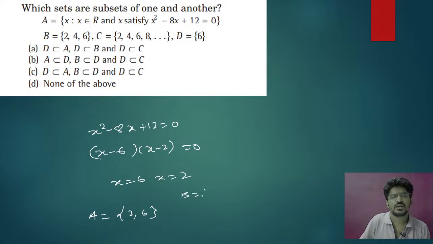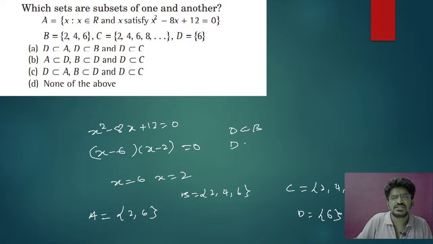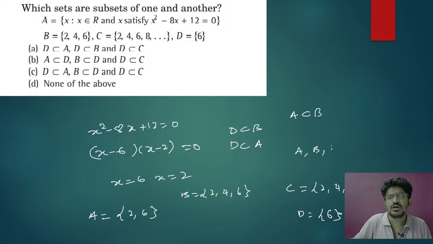What is set B? {2, 4, 6}. What is C? C is {2, 4, 6, 8, and so on}. No problem. What is D? D is the singleton set {6}. So see here, D is a subset of B. In the same way, D is a subset of A. In the same way, A is a subset of B. And all of A, B, D are subsets of C. You just check it. Which option is going to be right?